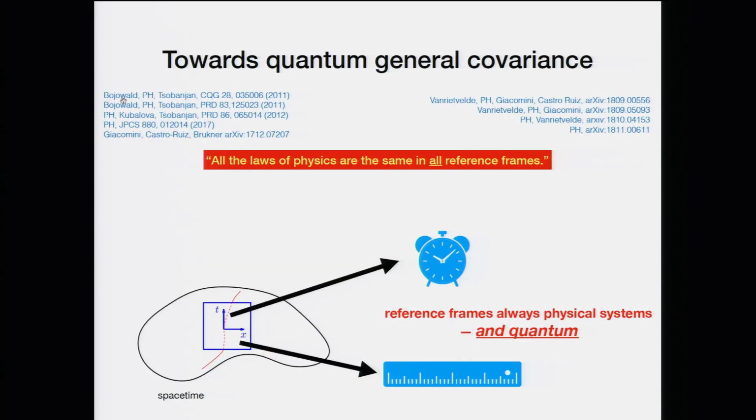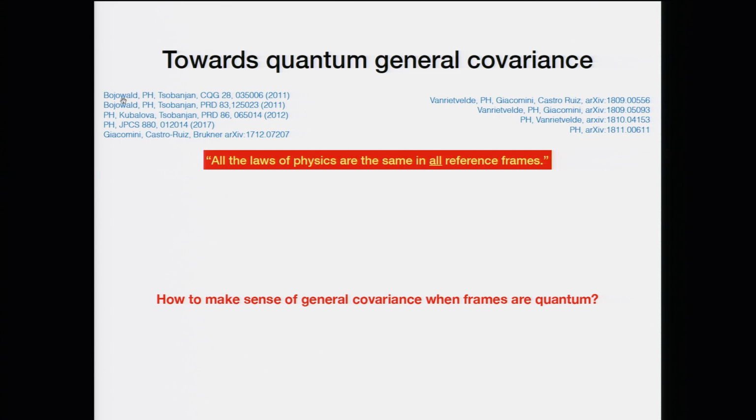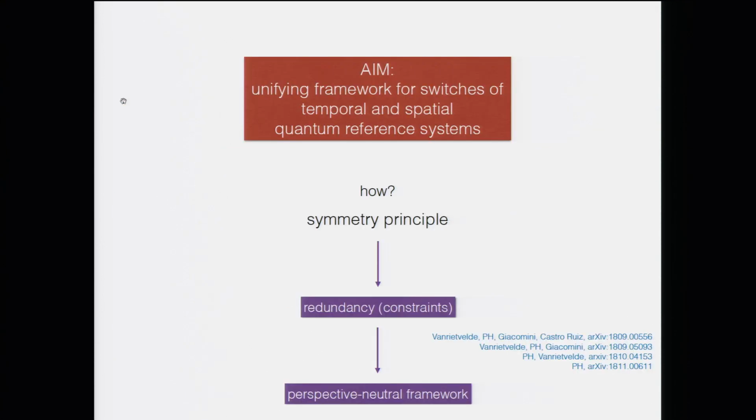And so the reason I'm mentioning this is because I want to ask, can we have something similar when we actually take seriously that reference frames are always physical systems and also subject to the laws of quantum theory? Can we then also have such a perspective or frame neutral superstructure, and such a nice compositional structure in analogy to coordinate changes on a manifold that will tell us how to change quantum perspectives? Yeah, so that will be the aim: to make sense of general covariance when frames are quantum. And that's the aim of this program, to come up with a unifying framework that allows you to switch both temporal and spatial quantum reference systems.